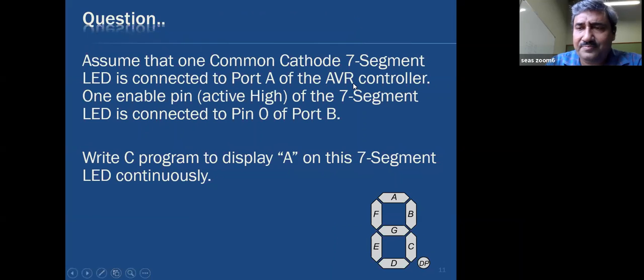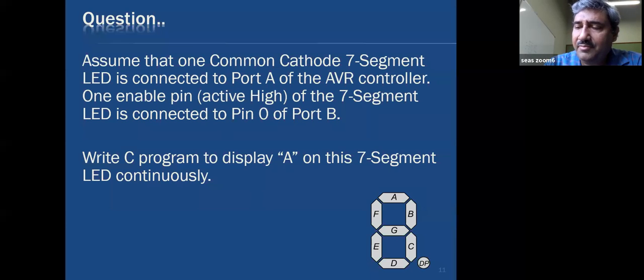So here is the question. Assume that one common cathode 7-segment LED is connected to port A of an AVR microcontroller. One enable pin, active high, of the 7-segment LED is connected to pin 0 of port B. Write a C program to display A on this 7-segment LED continuously. So can you note down this question?